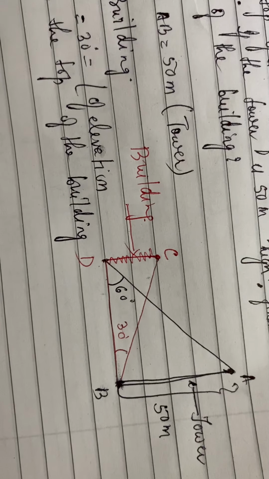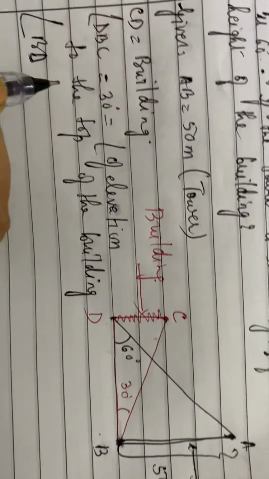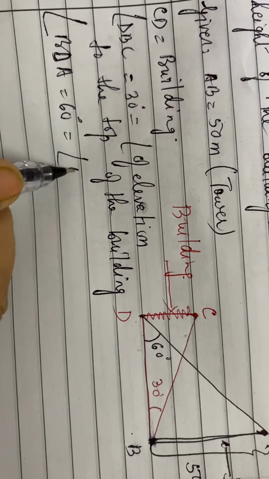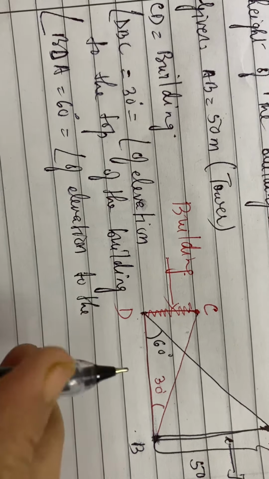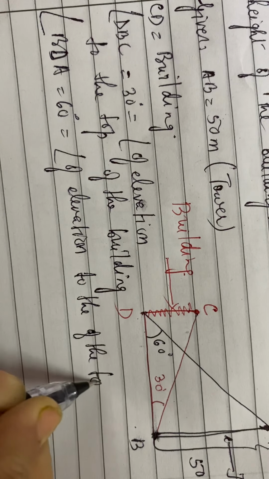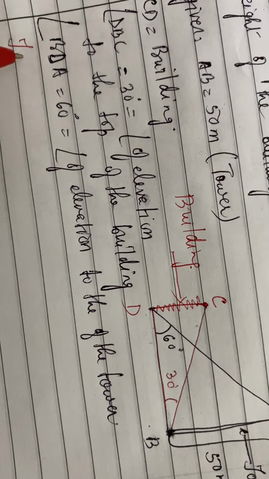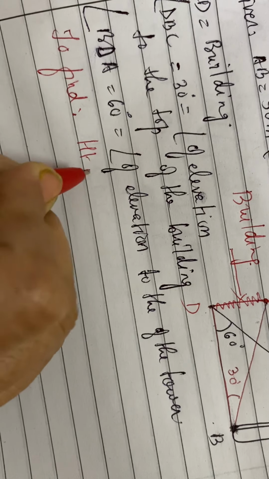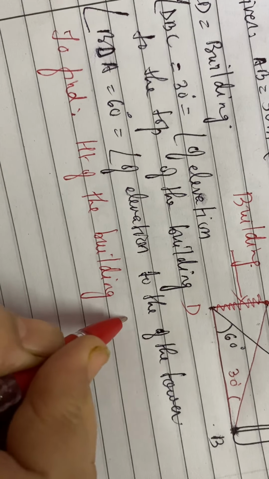Fine. Then angle BDA is equal to 60 degrees. What is that angle BDA? It is the angle of elevation to the top of the tower. What do you have to find out? The height of the building. And what is the height of the building in the figure? It is CD.